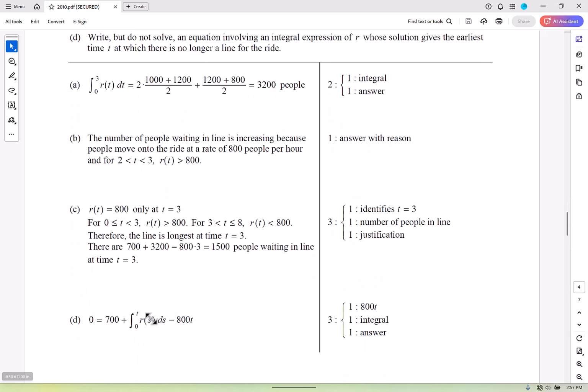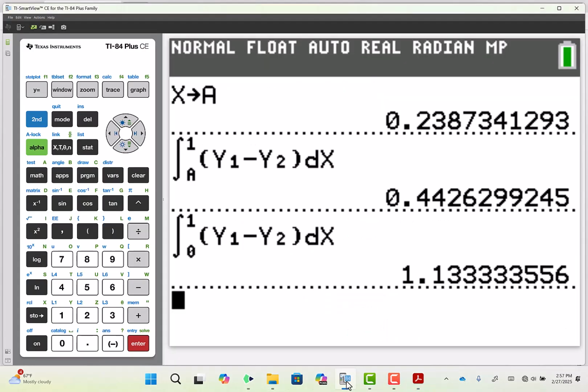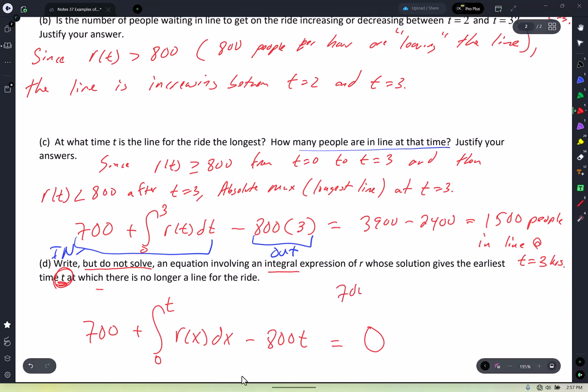Everyone's is going to look like that. They chose the letter S. It doesn't matter what you put on the inside. Everyone's answer is going to have to look like that. Unless I guess you could put R of S minus 800 on the inside. That's the only way it could be different. This is the only other answer that I can think of that would be the same: 700 plus integral 0 to T of R of X minus 800 dt. And if you put some thought into it, it's the same.